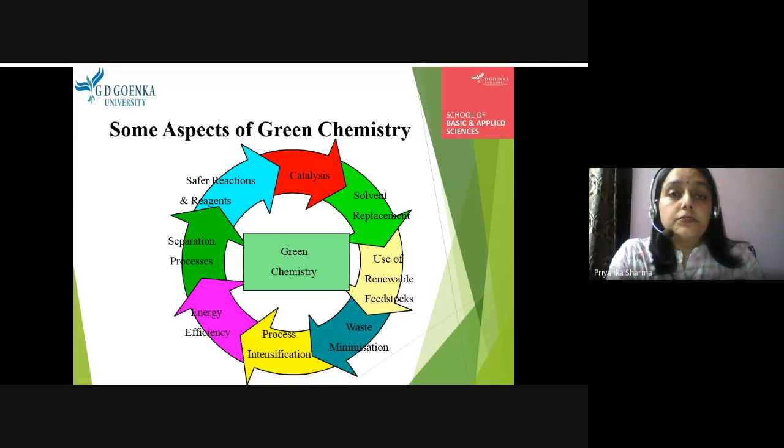So in this presentation, we'll talk about the various aspects of green chemistry, and how we are able to attain the goal of sustainability with its help. For that, we have to talk about catalysis, solvent replacement, the raw materials we can use, how we can prevent waste generation, how the efficiency of the process can be increased, how we can increase energy efficiency, how we can make separation processes most cost effective, and what reactions or reagents we can use to accelerate the sustainability goal.